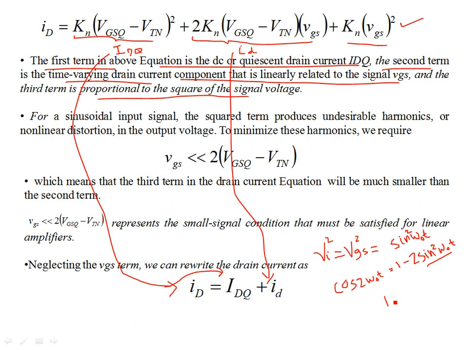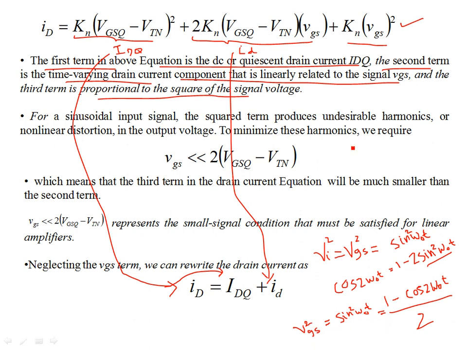So basically this is 1 minus cosine twice omega naught t. You can express it like this, all divided by 2. So this is in fact my sine square omega naught t. So this is my VGS square as well, right? I mean, this is how we define this. So this is my VGS squared.